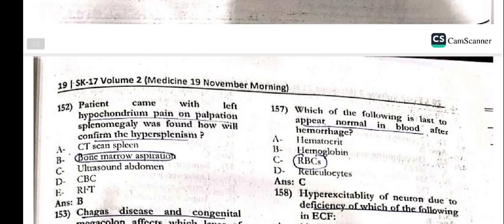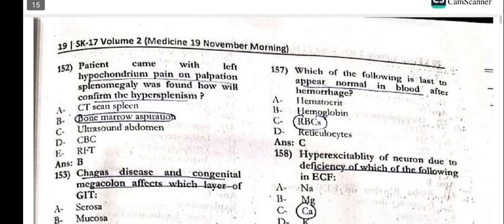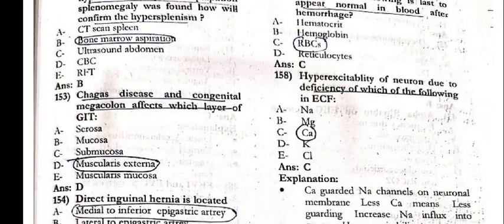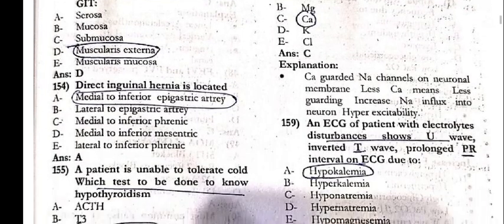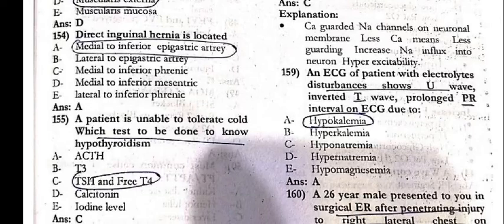Next, 152. The patient came with left hypochondrium pain on palpation. Splenomegaly was found. How will you confirm the hypersplenism? Bone marrow aspiration. The Chagas disease and congenital megacolon affect which layer of GIT? The muscularis externa. Direct inguinal hernia is located medial to the inferior epigastric artery.